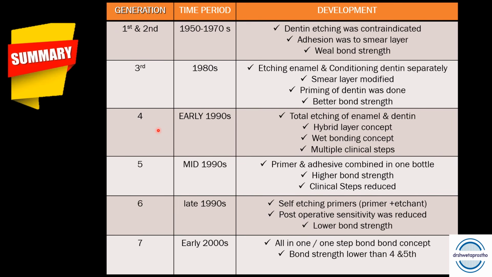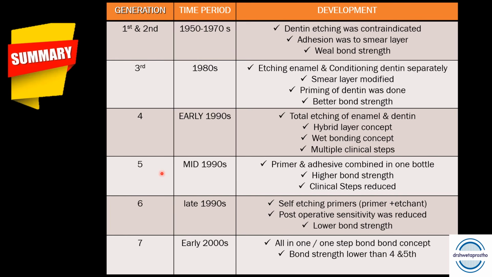Coming to the fourth generation bonding agent, which came up in early 1990s, in this the total etch concept was introduced, total etching of the enamel and dentin. Both the enamel and dentin were etched with the same etchant and there was removal of the smear layer. Hybrid layer concept was introduced. Wet bonding concept was introduced. That means bonding to the moist surface, but there were multiple clinical steps involved.